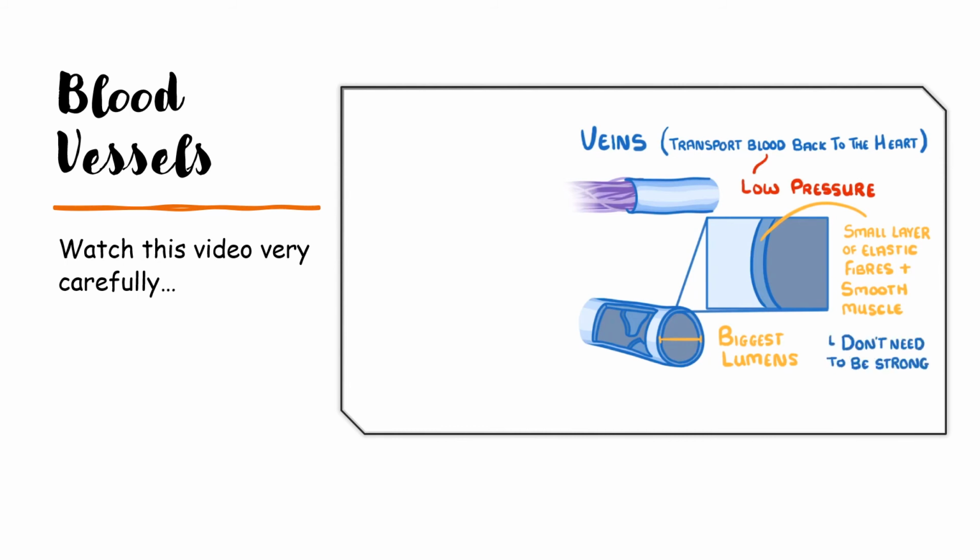to be very strong. The important thing to remember about veins though is that they have valves, which prevent blood from flowing backwards, ensuring that it always flows towards the heart.